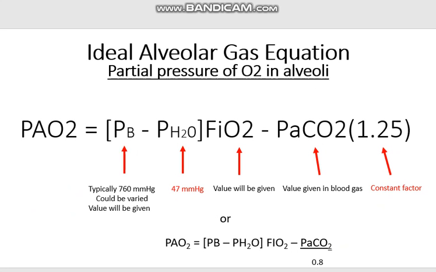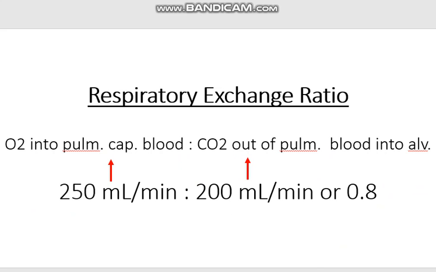Our fun equation to remember: respiratory exchange ratio. How much O2 goes into the pulmonary capillaries blood compared to how much CO2 goes out of pulmonary blood into the alveoli, which is 250 ml per minute of O2 compared to 200 ml per minute of CO2, or 0.8.